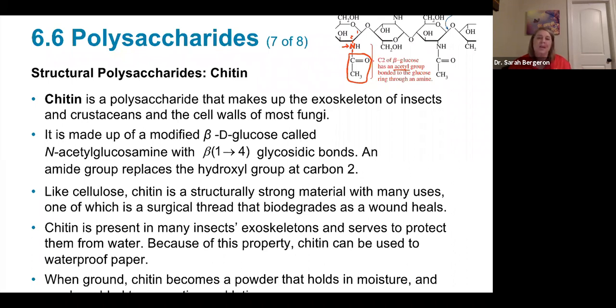chitin molecule, right? So like cellulose, chitin's very, very strong, and it's used in insects' exoskeletons because they're super, super hard. And it's also waterproof, which makes it really, really interesting. And you can exploit that property in waterproofing many different things. We also use it as a surgical thread, and we use that because the body will break it down. It's something that the body can actually metabolize. And so that's our dissolvable or biodegradable sutures, which is really cool.